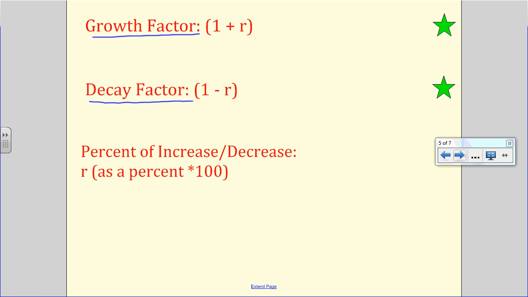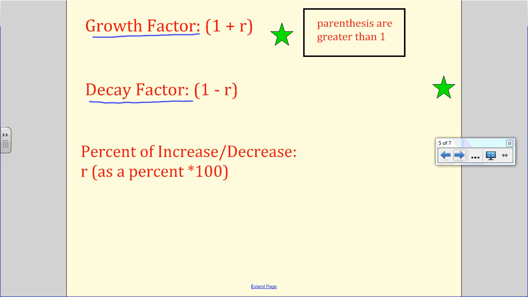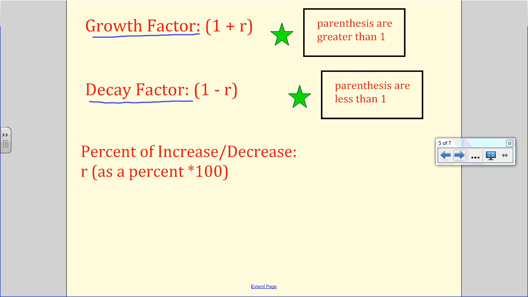The growth factor is whatever you're getting with the 1 plus r. The decay factor is that 1 minus r. So the growth and decay factor are whatever you're raising to the power, whatever you're multiplying that c value by. So for a growth, your parentheses are always going to be greater than 1. So if they're asking you to determine is it a growth or decay, it is growth whenever that parenthesis is greater than 1, because you were doing 1 plus some rate. Well, what do you think it means about the parentheses in a decay factor? They're less than 1.